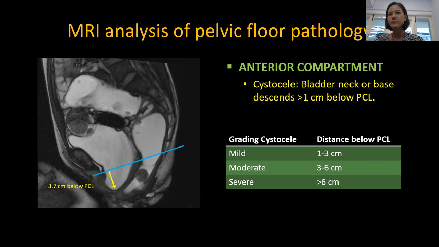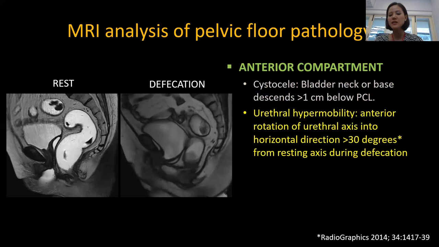And next, urethral hypermobility is a functional condition. At rest, the urethral axis is vertical. But in urethral hypermobility, we will see anterior rotation of the urethral axis into a horizontal direction of more than 30 degrees when abdominal pressure is increased, that is, the straining and defecation phase.